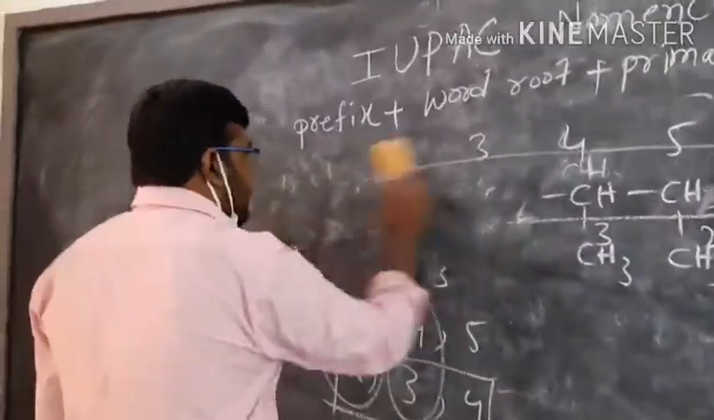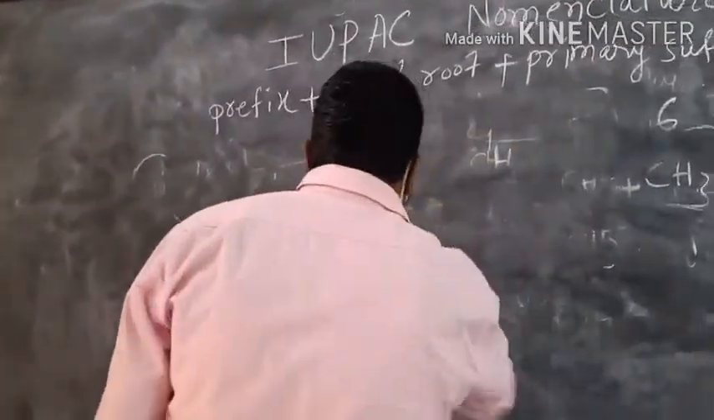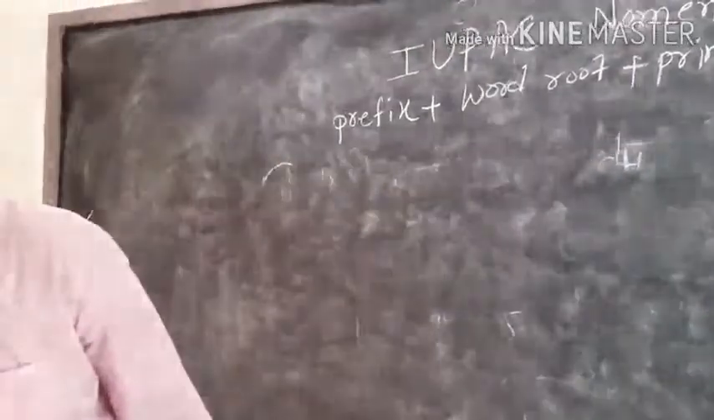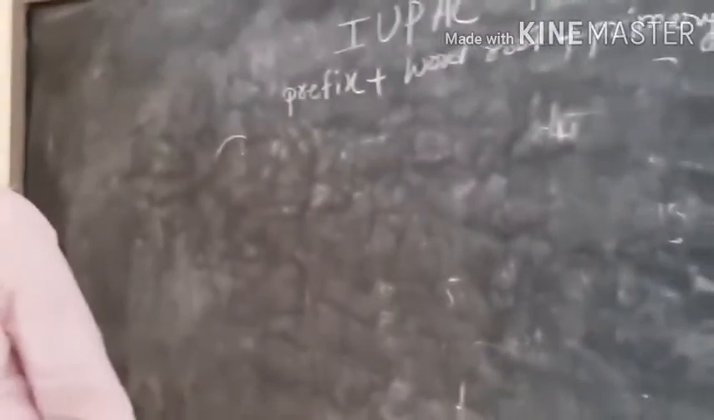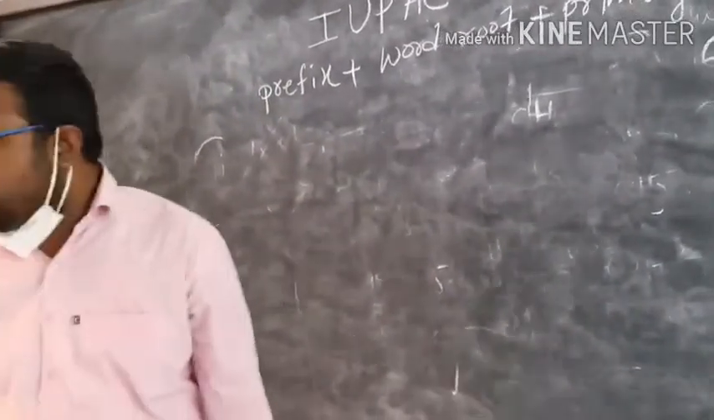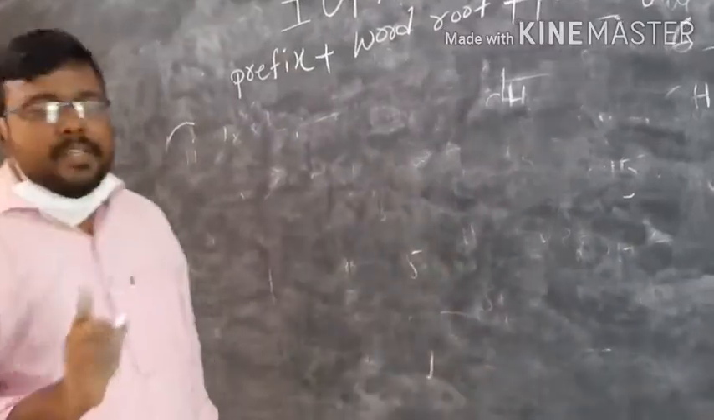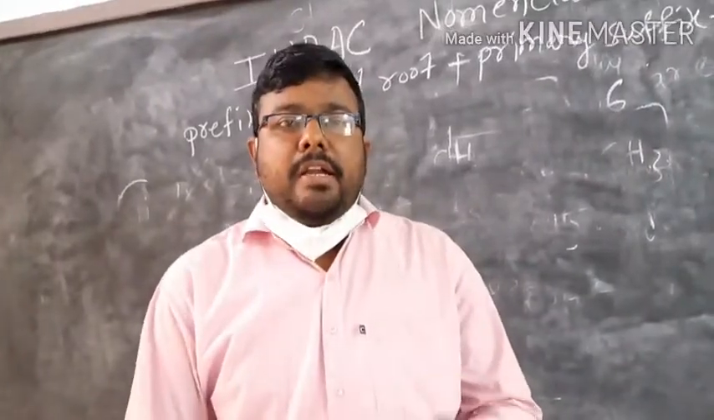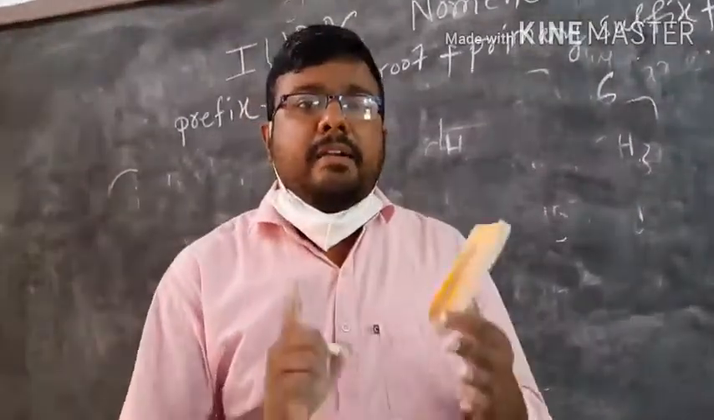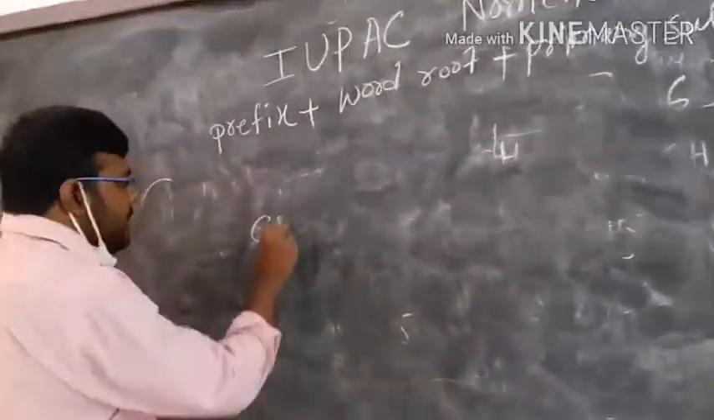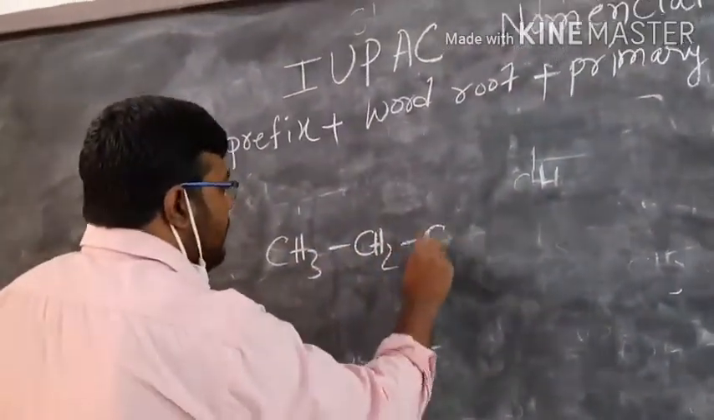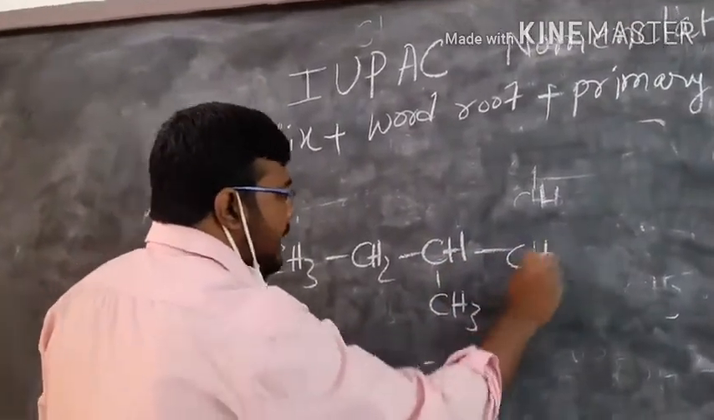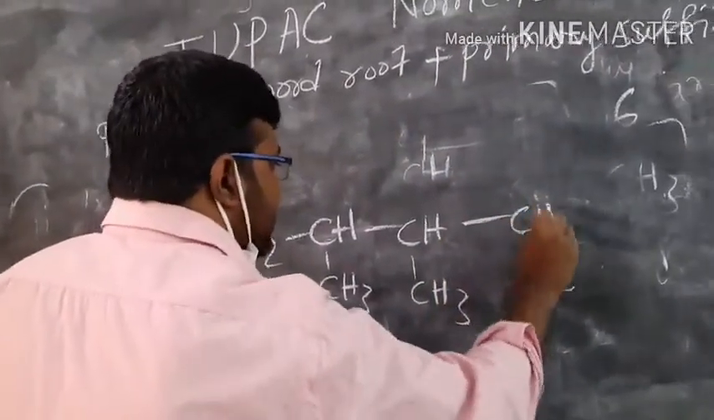Now, next, after giving the number to the parent chain, we have to follow that if there is a presence of more than one same substituent, then to represent their number, numerical prefixes like di, tri, tetra have to be used. Let us consider this one: CH3, CH2, CH, CH3, and then CH, CH3. Again, there is the CH3.